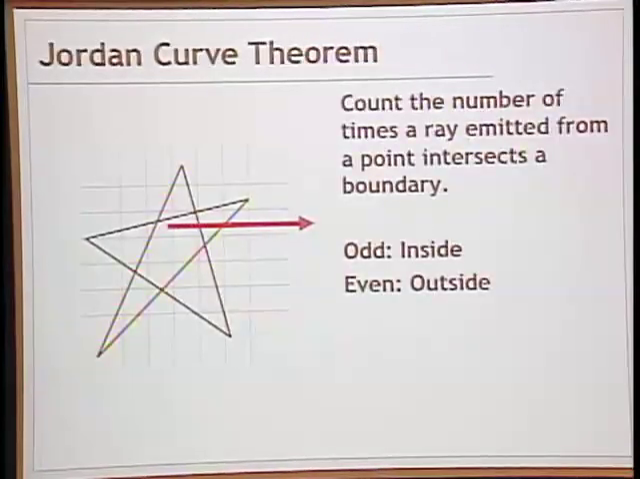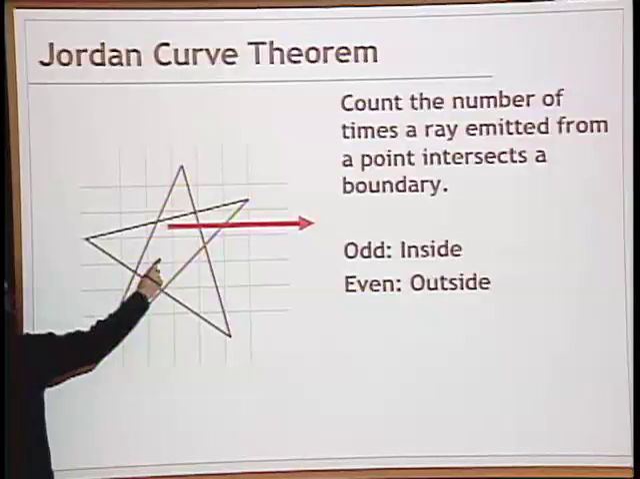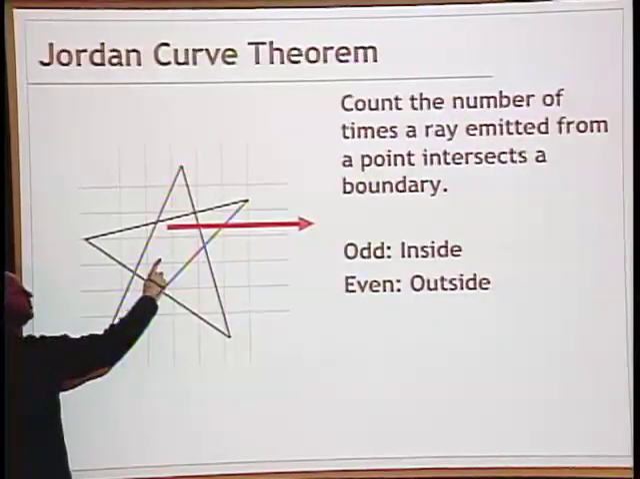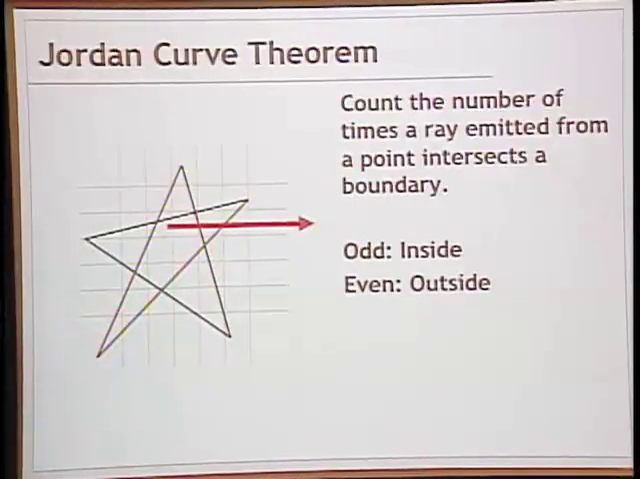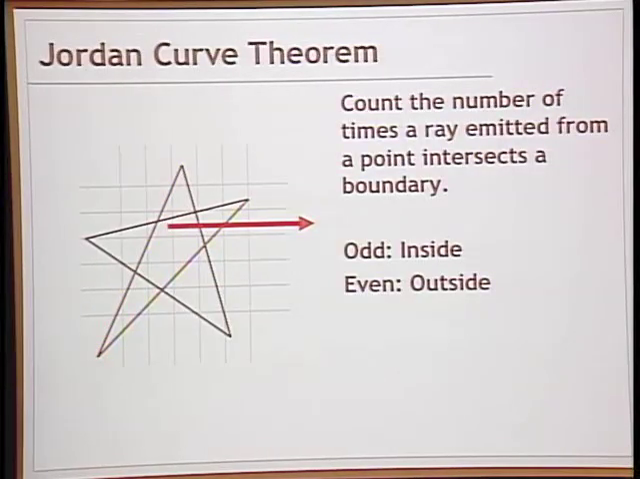Another way to do it is to use the Jordan curve theorem, which is a very cool theorem. What you ask is, is this point inside the polygon? It turns out you draw a line in any direction you want. If the number of lines that you cross is odd, it's inside. If it's even, it's outside.